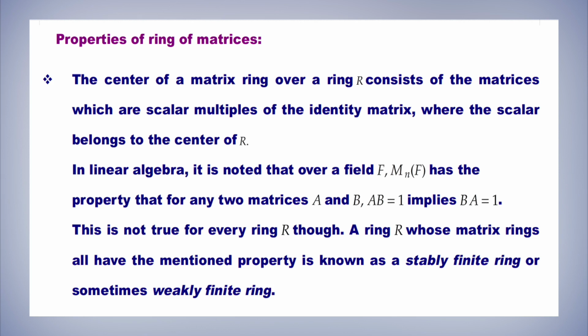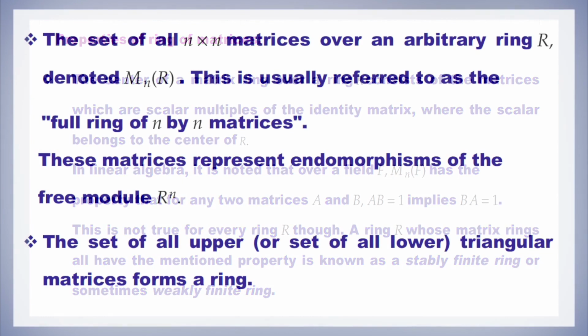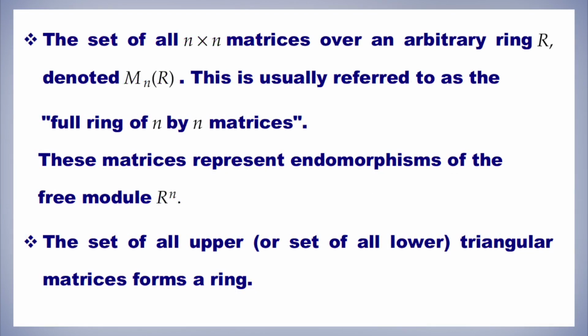A ring R whose matrix rings all have the mentioned property is known as a stably finite ring, or sometimes a weakly finite ring. The set of all n by n matrices over an arbitrary ring is denoted by Mn(R). This is usually referred to as the full ring of n by n matrices. These matrices represent endomorphisms of the free module R^n. There are also the sets of all upper or all lower triangular matrices over a ring.